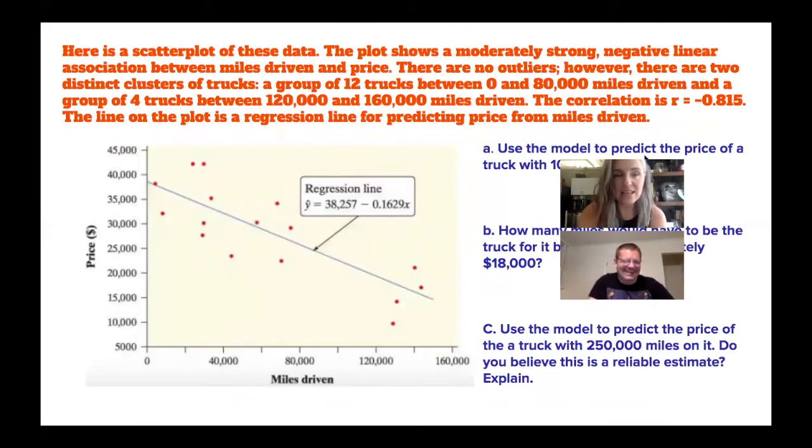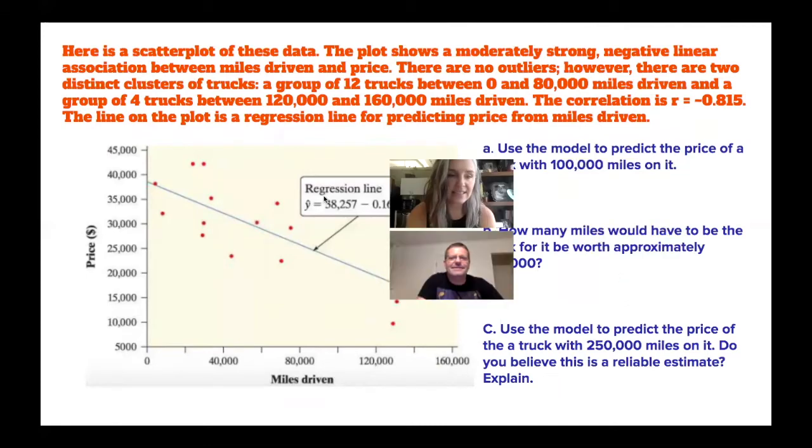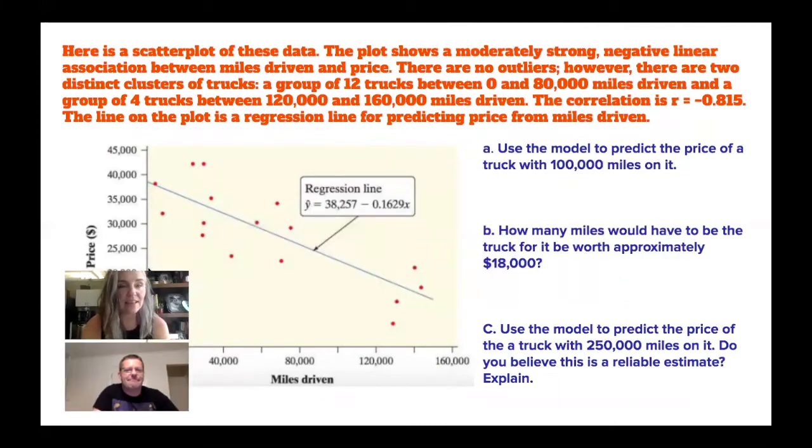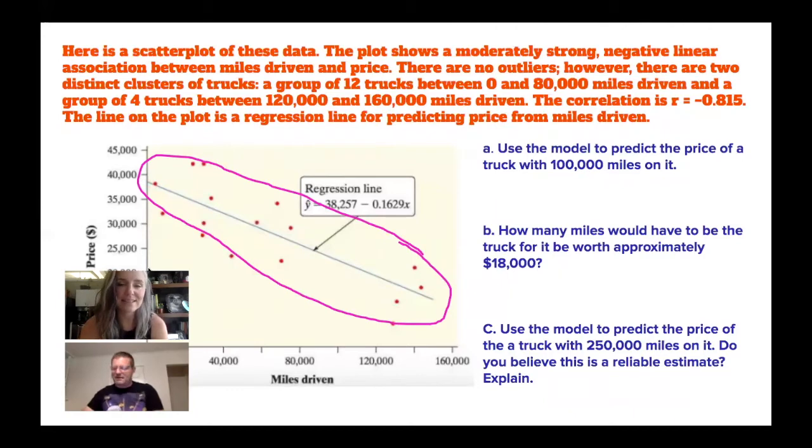So here's the scatter plot. It says in the prompt that the plot shows a moderately strong, so you can kind of see skinny puppy dog here, and it's negative because it's decreasing, and it looks pretty linear, association between miles driven and the decreasing price of that truck. And it says there are no outliers.